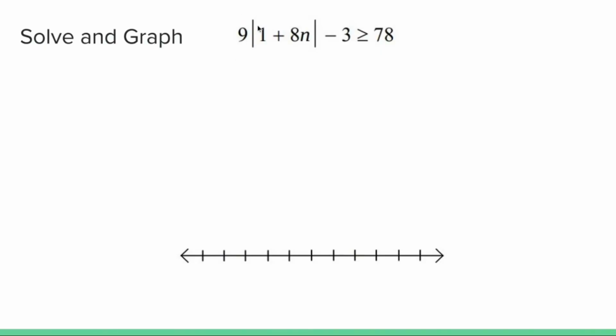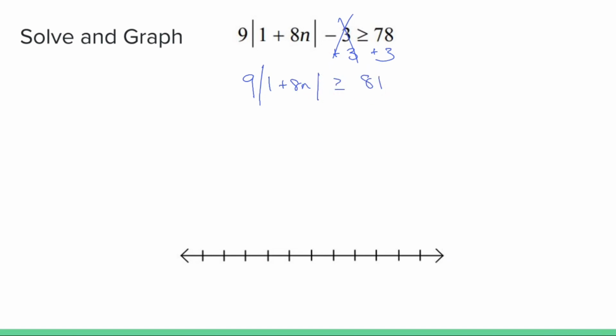All right, we have ourselves an absolute value inequality. Whenever you have an absolute value inequality, step number one is to get the absolute value all by itself on the left. Do that first: you add 3 to everything. So let's add 3. The 9 is still there, the absolute value of 1 plus 8n is still there, but now we have greater than or equal to 81.